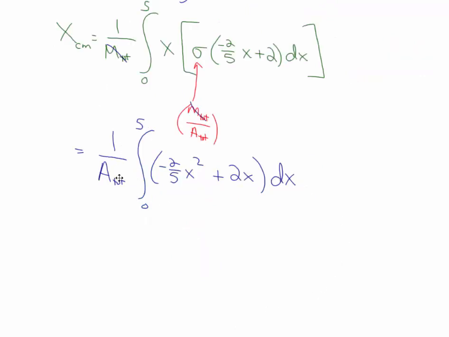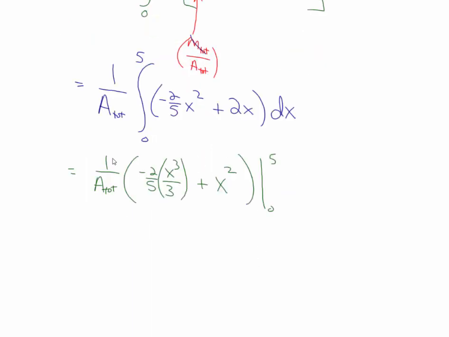So that gives 1 over the total area times the integral from 0 to 5 of the quantity negative 2/5 x squared plus 2x times dx. Again, I distributed the x through and substituted in for sigma. So integrating that, we have 1 over the area, and the integral of negative 2/5 x squared is negative 2/5 x cubed over 3, and the integral of 2x is 2 times x squared over 2, or just x squared, and we're going to evaluate that from x equals 0 to x equals 5.